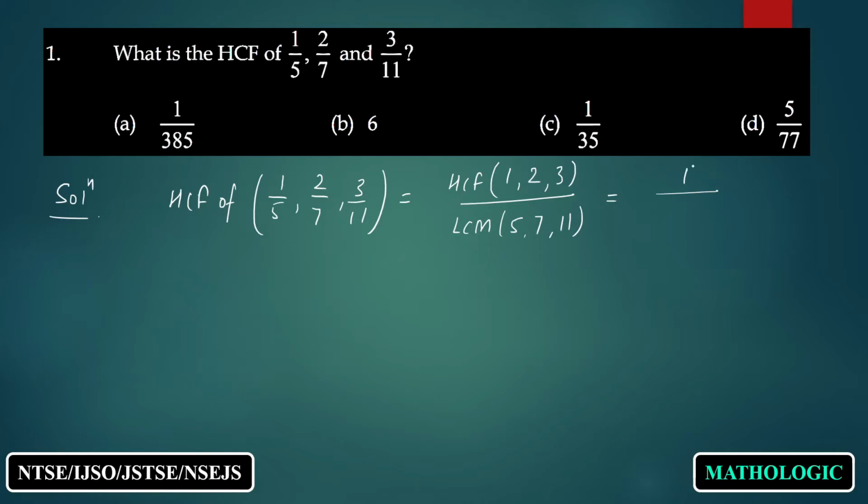As you can see, in the numerator there is only 1, so we cannot reduce this further. So I think option A will be correct, as we can say 385 will be the LCM of 5, 7 and 11. These numbers are all co-prime, so the LCM will be the product of 5, 7 and 11, which is equal to 385. So the correct option for this problem is option A, right?